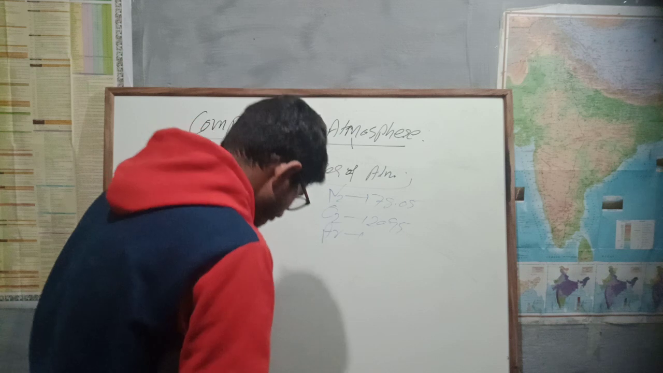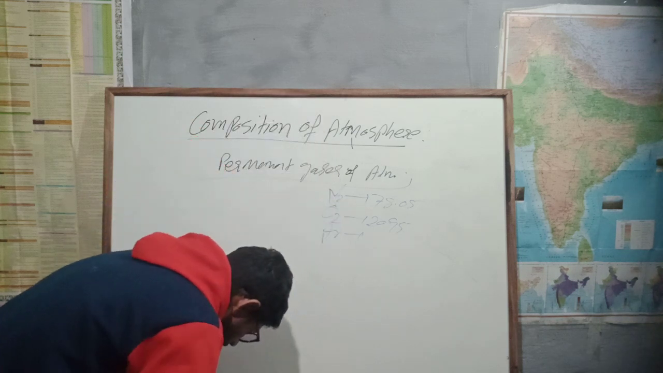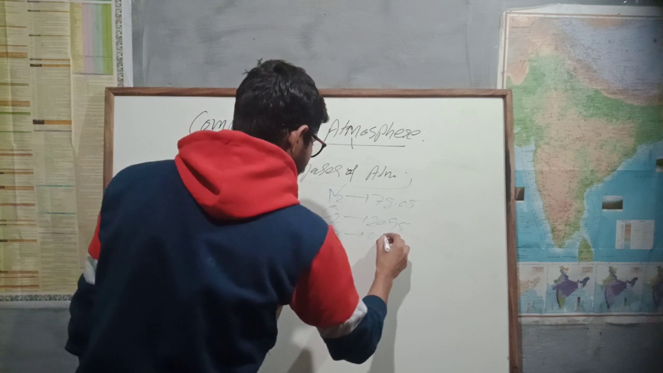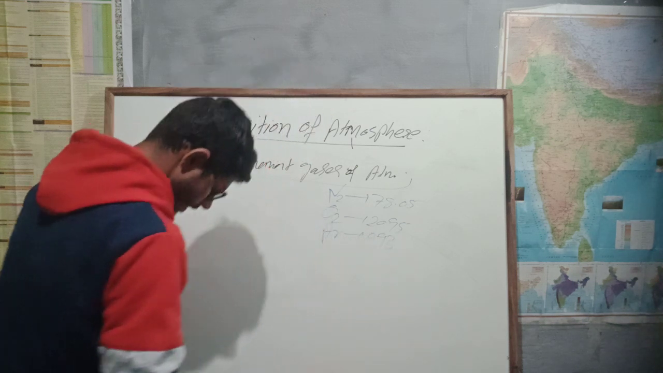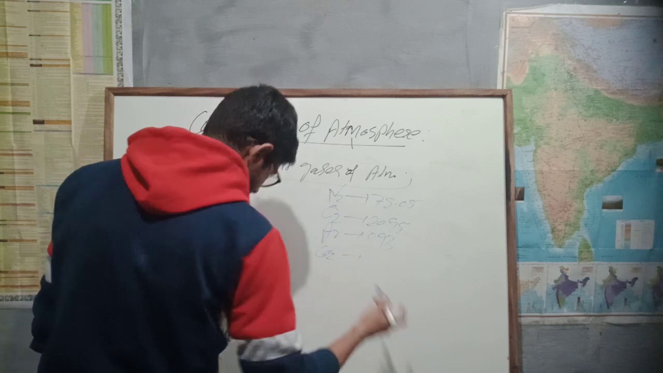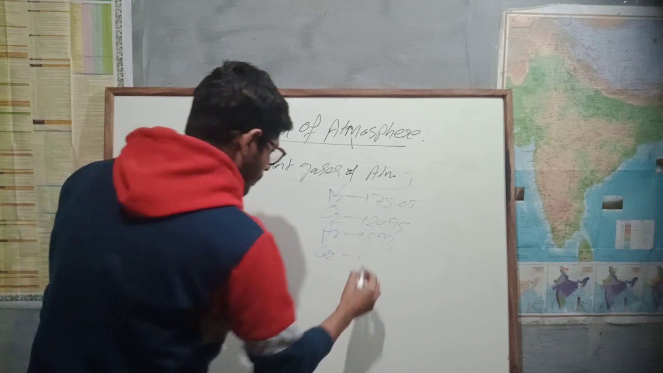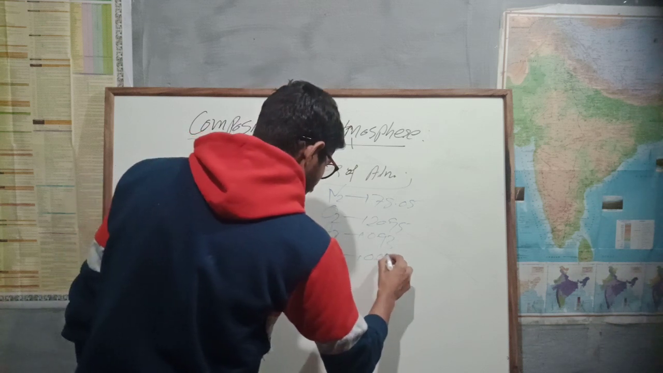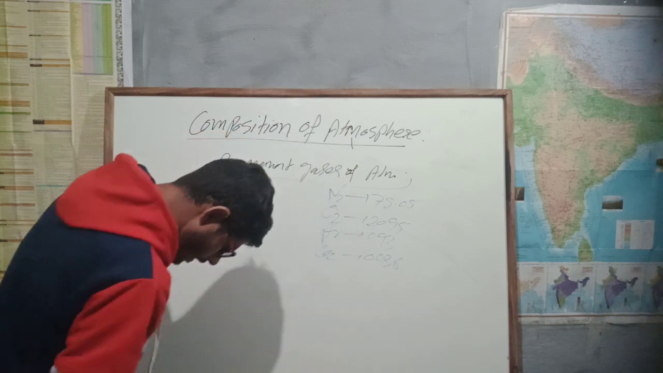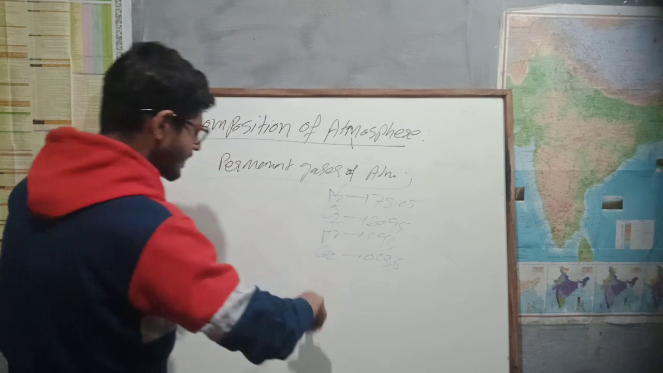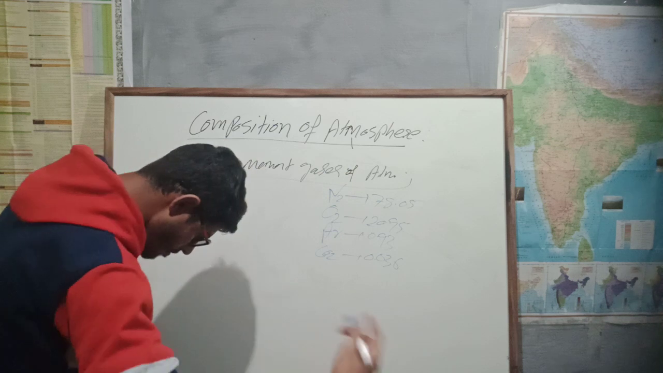Then we have argon. Let me see the composition. It's 0.093%. Then we have CO2, carbon dioxide. It has around 0.036%. Guys, just remember these gases. After that, you can remember the order.